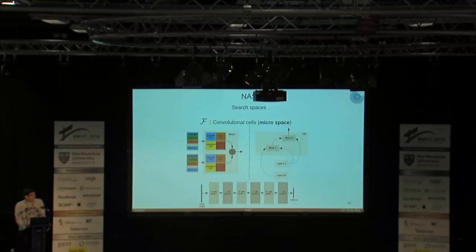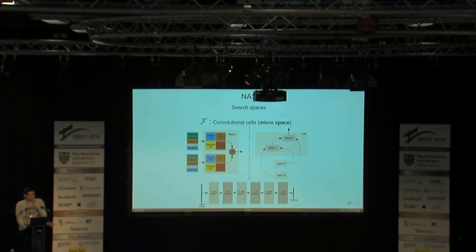The second space we are going to be talking about today is the microspace. This is a bit more complex to explain. Basically, we want to design cells, convolutional cells that we are going to stack, as you can see at the bottom part of the figure. We're going to stack them to form a full convolutional neural network. And each cell is composed of one or more blocks, 1, 2, 3, 4, 5 blocks. And what we are actually designing is the structure of those blocks.